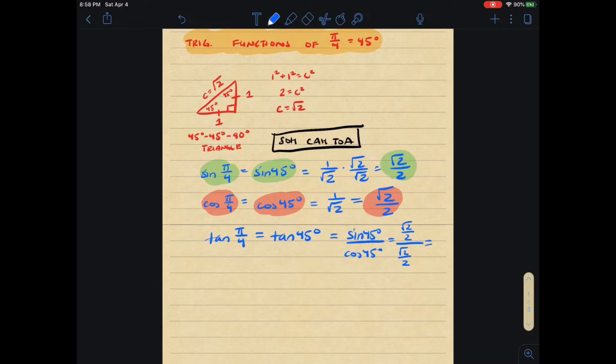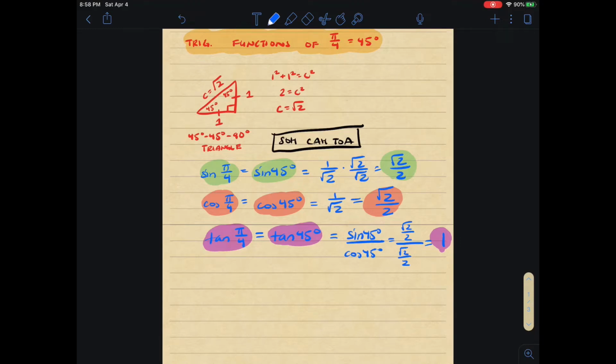Here, you're just taking a number and dividing it by itself, which means I know I get 1. And let's color this purple. So tangent of pi over 4 is equal to tangent of 45 degrees, which in the end is just ultimately 1. By the way, if you just used opposite over adjacent, you'd have got the same answer.